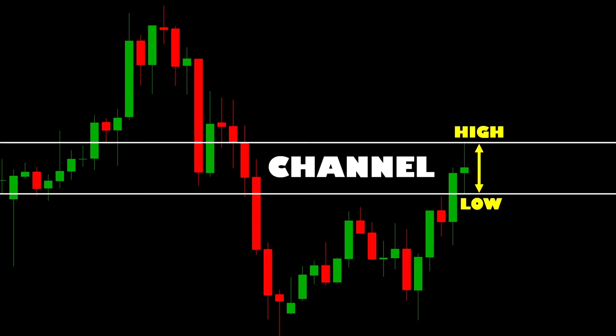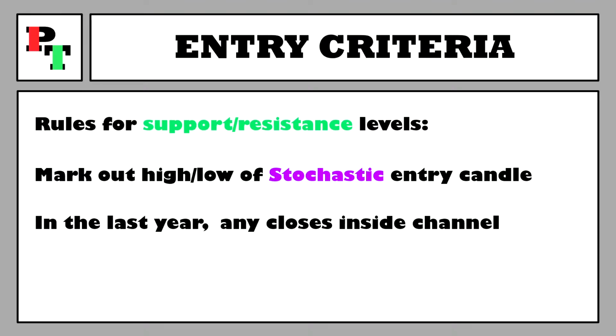Fortunately, the high to low in price of the latest candle was clear to see, so the channel was easy to create. This should always be the case for the visually paired. Once we've got our channel laid out, we will then be checking back at the historical price data over the last year, and we'll be looking for any closes on the daily time frame which are inside the channel.